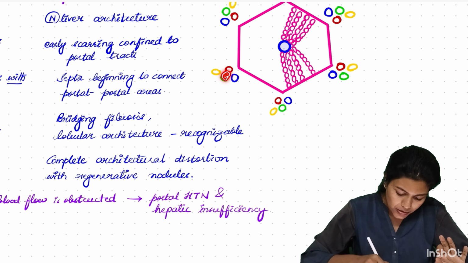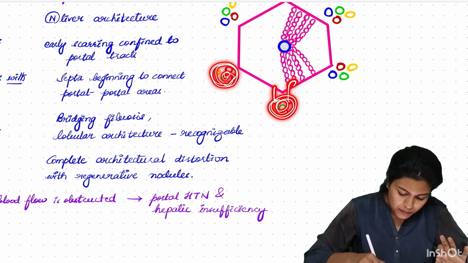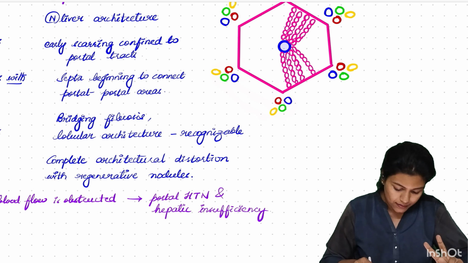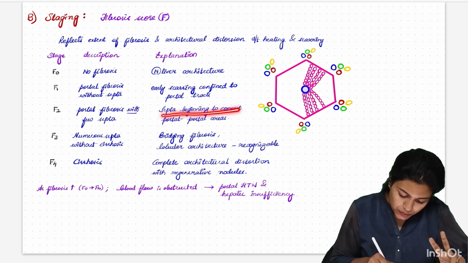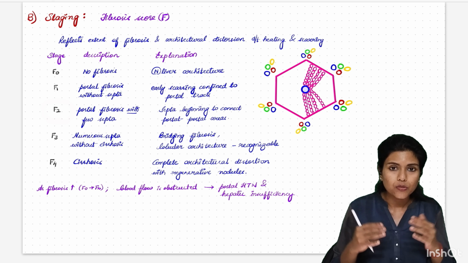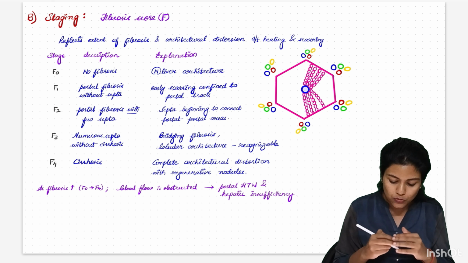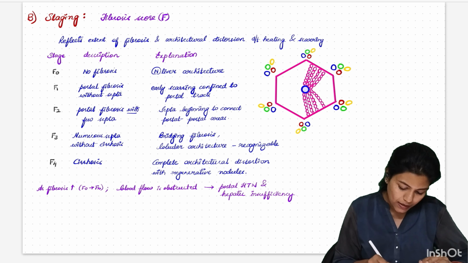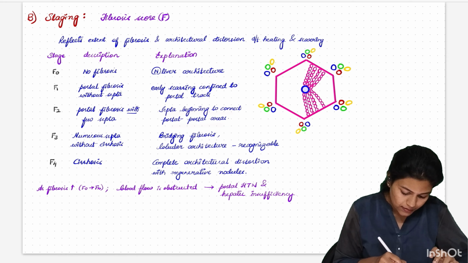So here, in one portal tract, there is fibrous deposition, and septa will be given out towards one another, and the septa will connect these two portal areas. So septa beginning to connect the portal areas comes under F2. So two portal areas that are connecting. F2 has septa beginning to connect portal areas.